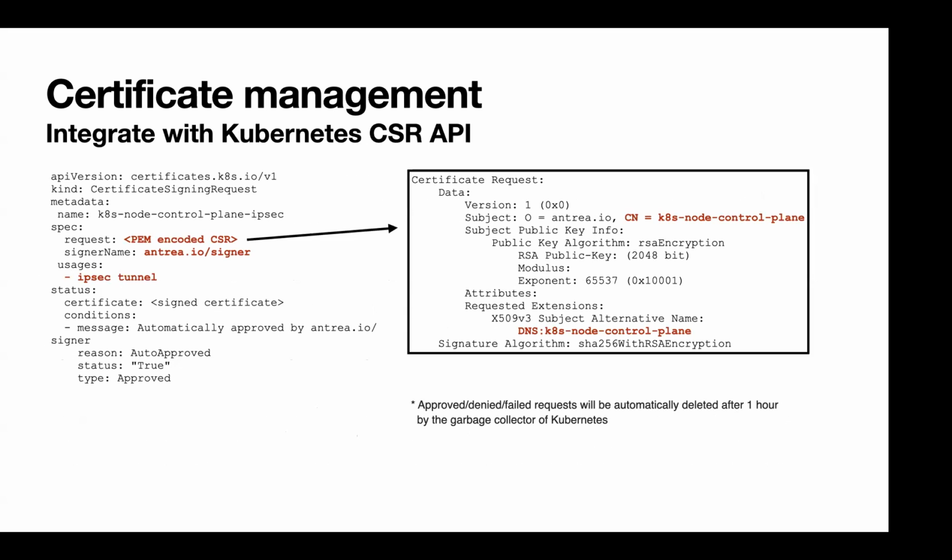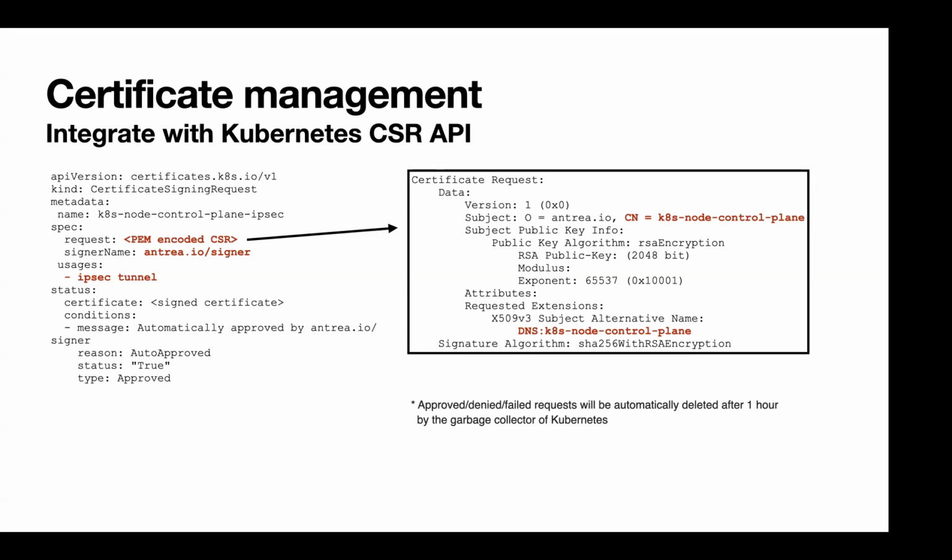So this is what the CSR API looks like for our use case. As you can see in the spec section on the left, we have the PEM encoded CSR, and the certificate request contains the common name of the node. We must also specify the signer name. I'm not sure about the naming of the signer, so I just named it antrea.io signer here. And the usage, as I said before, is IPsec tunnel.